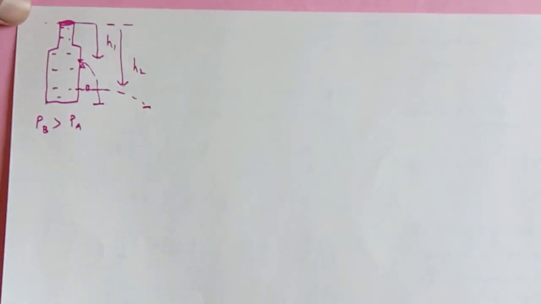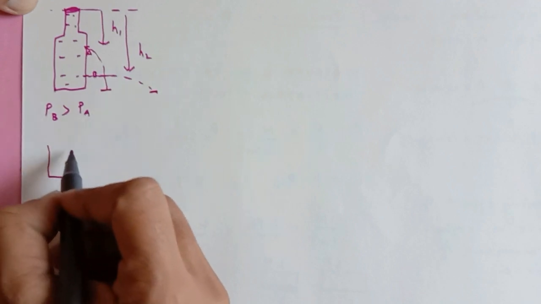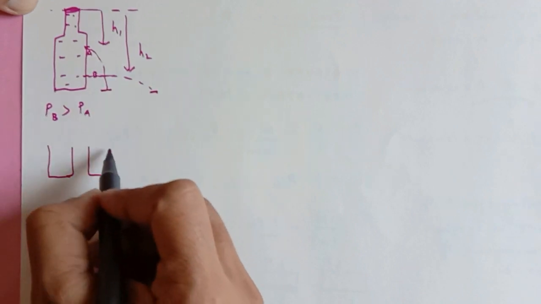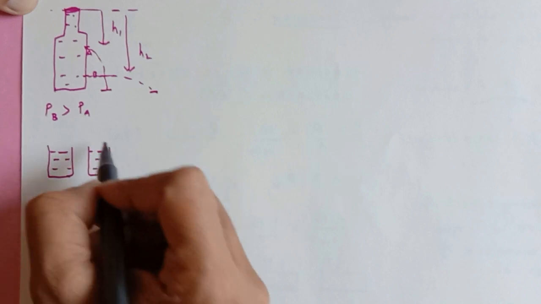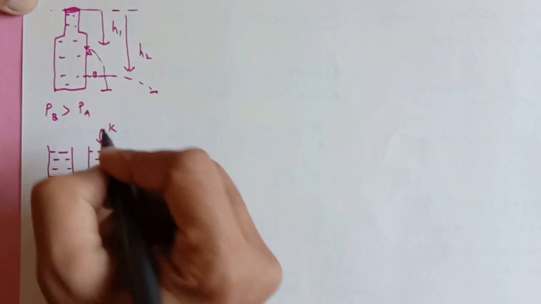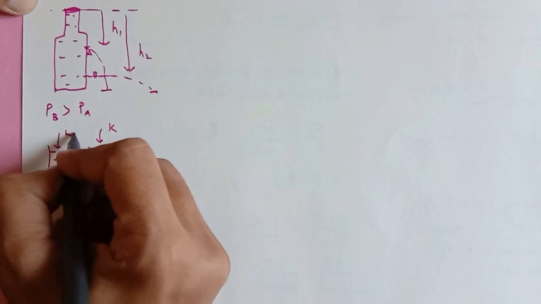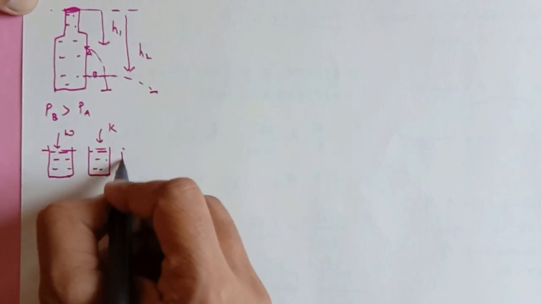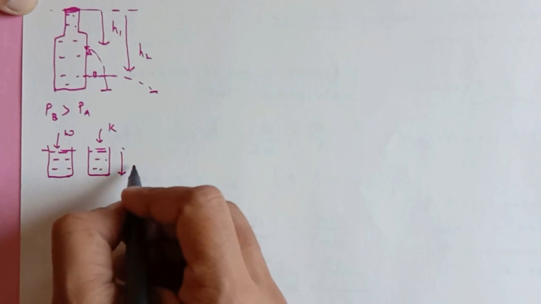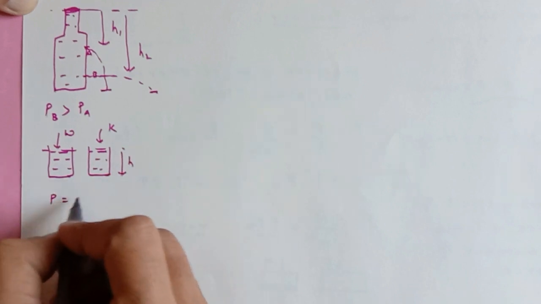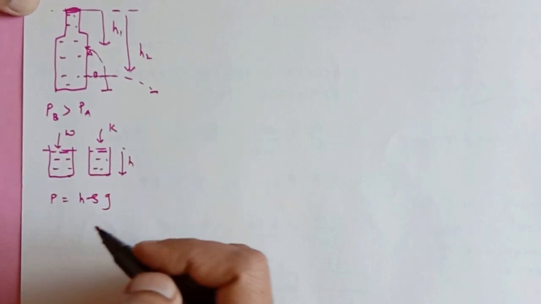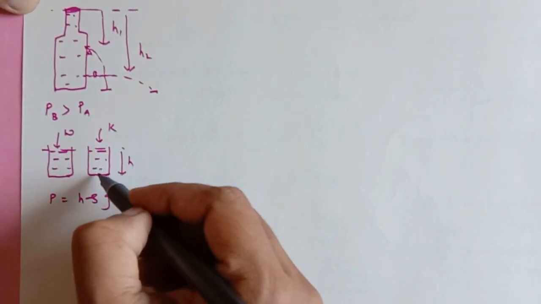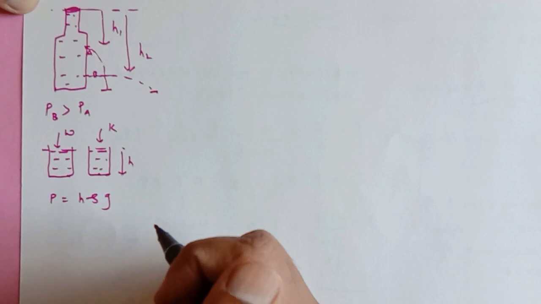So from here the liquid is going to go till here, whereas from here the liquid is going to go till here, correct? Now another thing: if I give you two identical containers and say kerosene is filled in this and water is filled in this, but the depths are the same till the bottom. So in this case pressure is equal to H rho G, and the density of kerosene is less than that of water, so the pressure exerted by kerosene at the bottom would be less, correct?